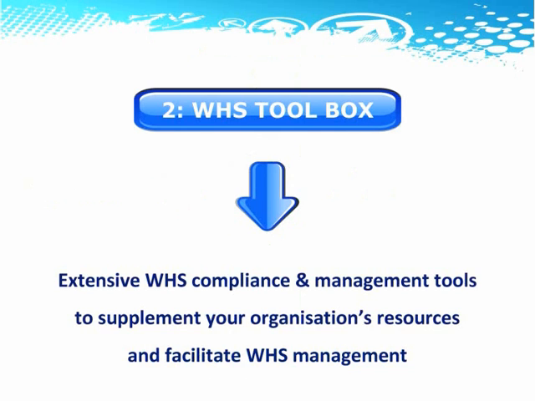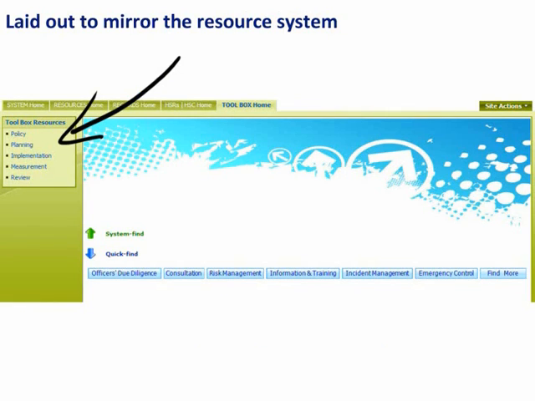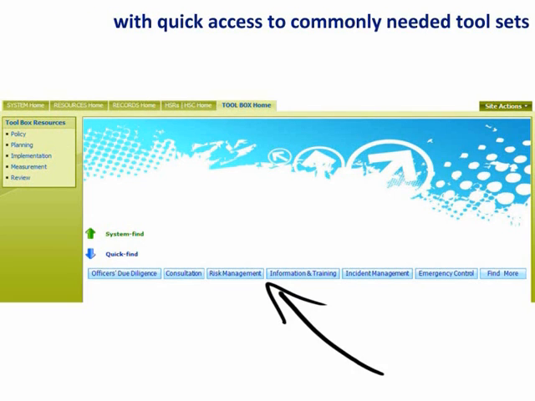The second part of the SafetyPoint system is an extensive compliance and management toolbox. You can draw from the toolbox to supplement your organisation's resources and facilitate work health and safety management activities. The toolbox is laid out to mirror the resource system, so that tools that are available for each aspect of your system will be easy to find and customise and send straight across into the resource system. Quick access to the more commonly needed toolsets is also provided from the toolbox home page to make it even easier to find tools to help.